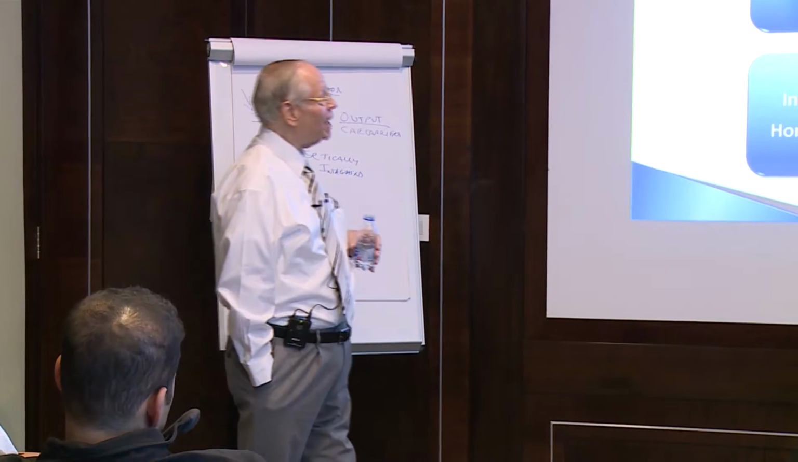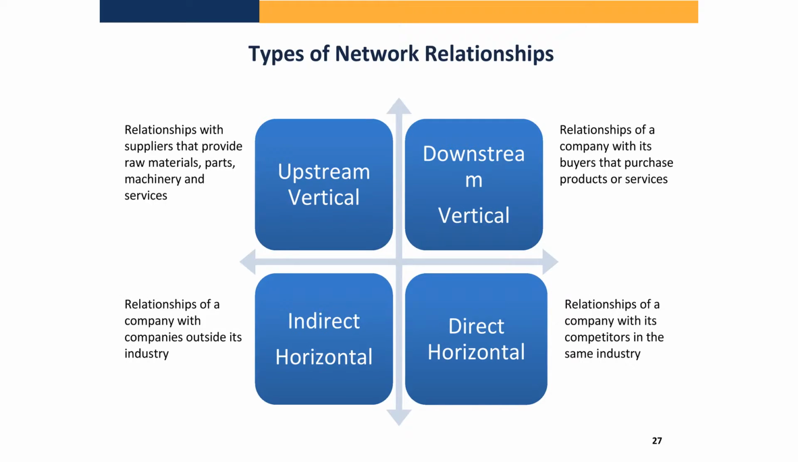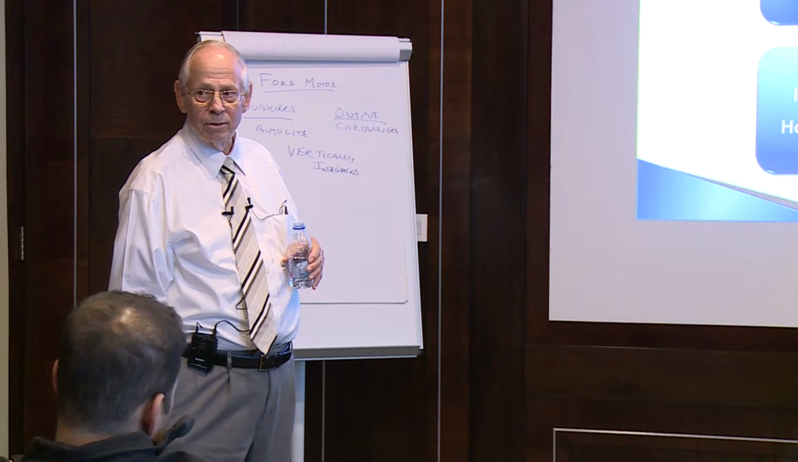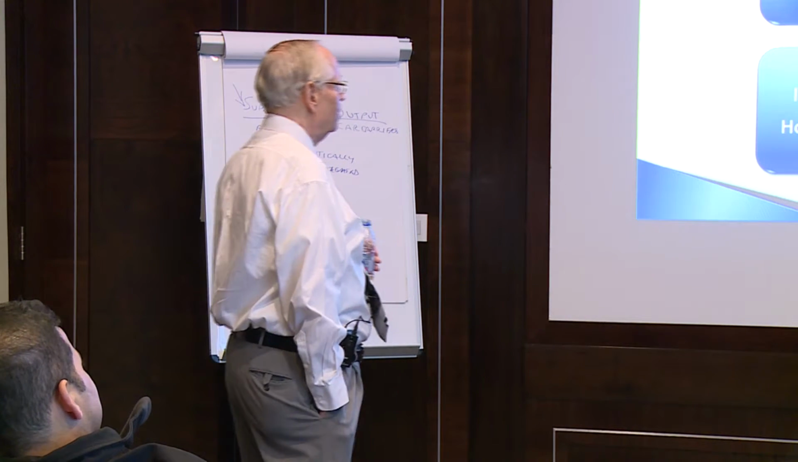So, types of network relationships. There is upstream vertical, downstream vertical, direct horizontal, and indirect horizontal. Upstream vertical are relationships we have with suppliers that provide raw materials, parts, machinery, and services. So if we have exclusive relationships with a supplier, that's considered an upstream vertical relationship. Make sense? Nobody falling asleep yet? Okay, let me try harder.